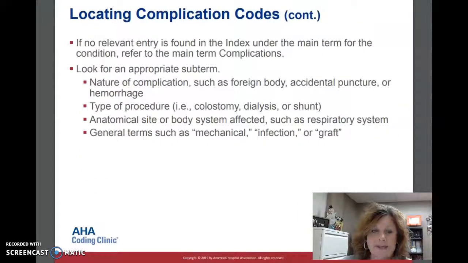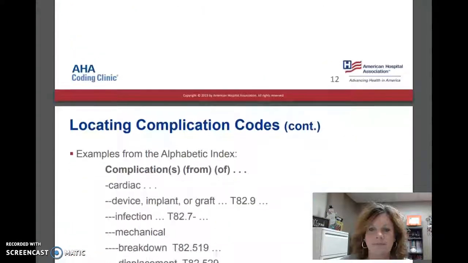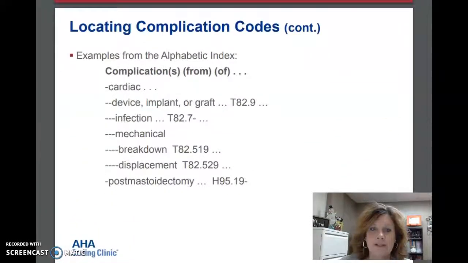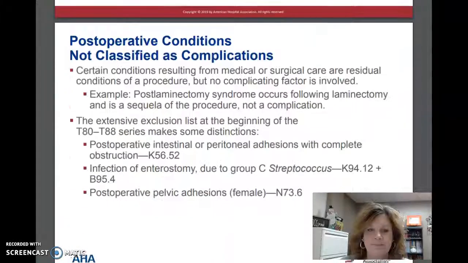So locating these, again, you're going to look at the nature of the complication. Could it be a puncture, accidental, a hemorrhage, type of procedural? Okay, and this is what I was talking about with general terms. We have mechanical, infection, or graft. You would look under these terms themselves. Right here it states it. So if I have a complication from cardiac device, infection, it's going to take me to these T codes.